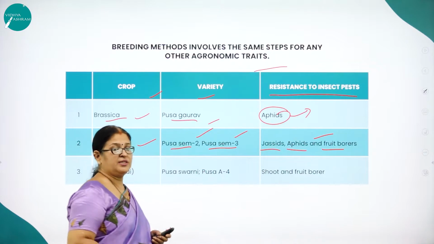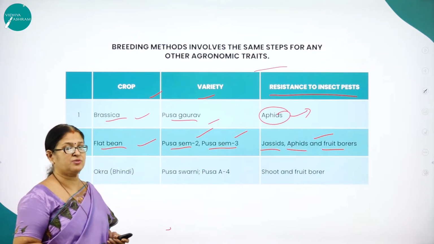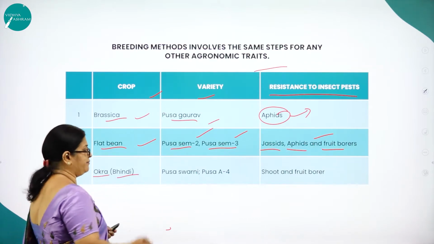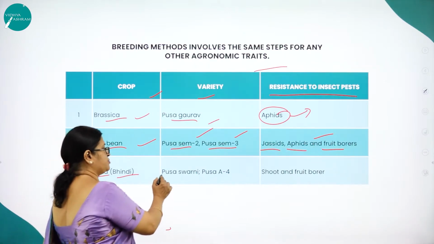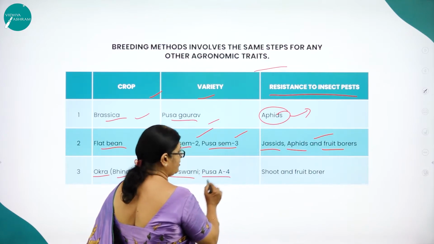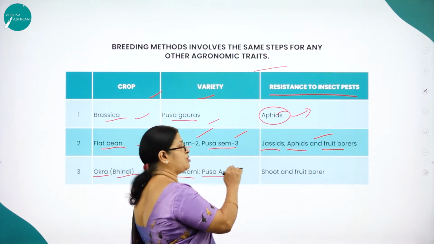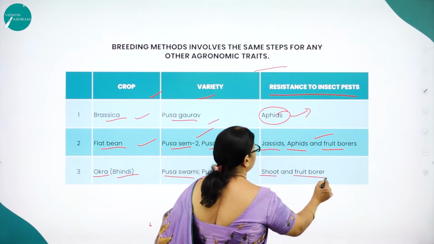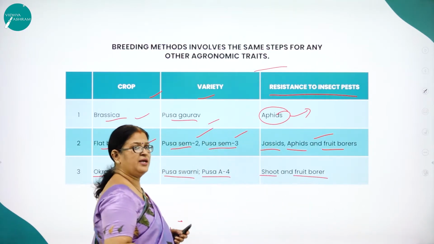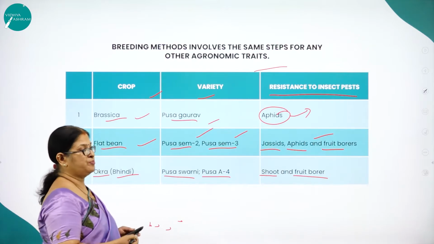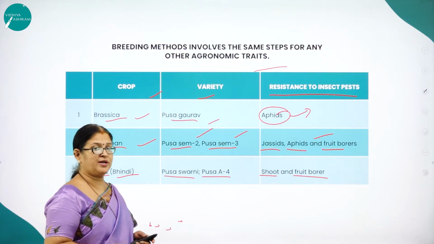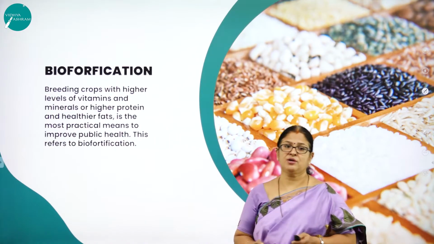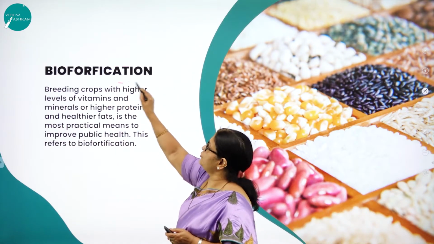We come across the insects in the form of stem borers or even fruit borers. The other one is Okra, Bhindi. The variety is Pusa Sawani, Pusa A-4, which is resistant to what? It is developed in such a way that it is resistant to shoot and fruit borer. So all these are the crops which are developed through plant breeding techniques to overcome the insects. Moving across to the next very important concept called biofortification.